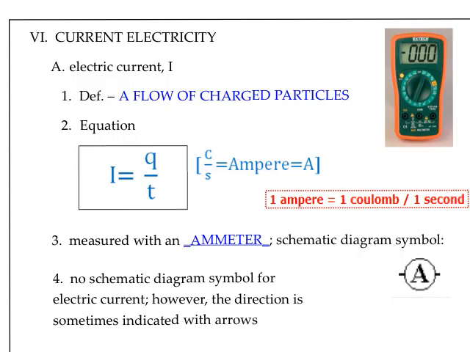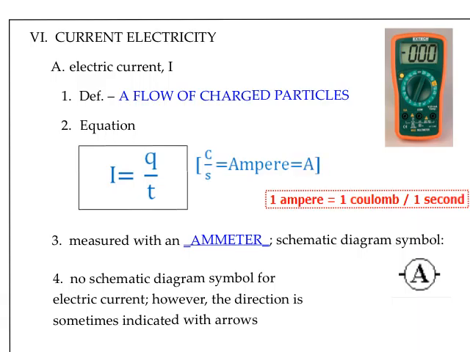So the charge is a Q, and then we're interested in how many charges can go in a second. So we're going to divide by time. For the units, we have a coulomb for charge and seconds for time, and this is called an ampere or an amp, so you can abbreviate that if you want to. And the symbol for an amp is a capital A.